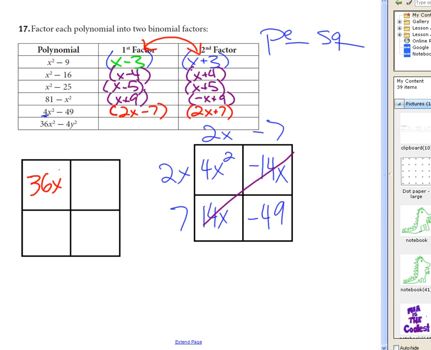So 36x squared. What can we times by itself that'll give you 36x squared? 6x. I don't know, just guess.